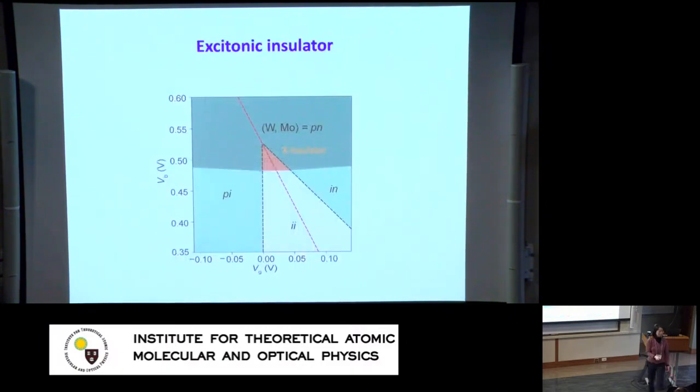Okay, so let me just recap this experimental result. By varying those two parameters, two voltages, we identify this orange triangle. This is the regime for excitonic insulator. So we cannot put a charge into the system, but we can put exciton into the system. Okay.